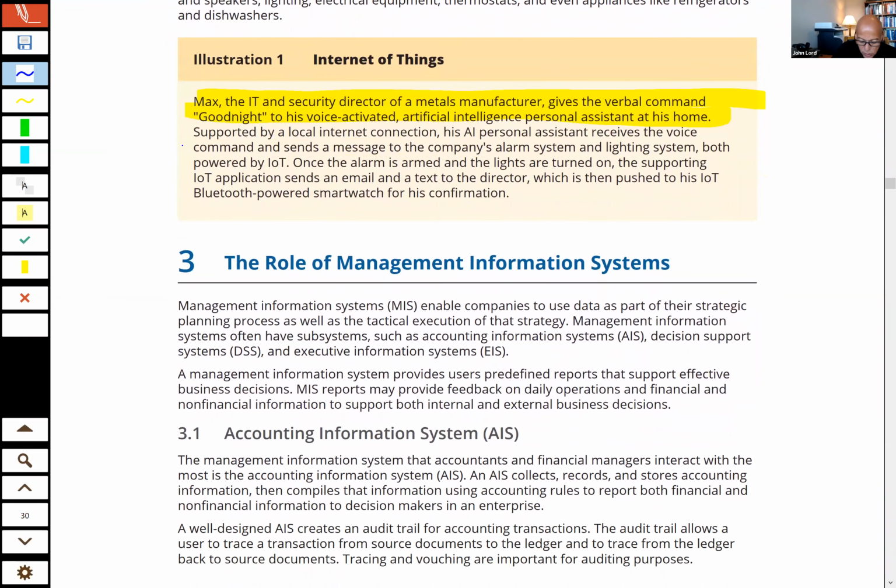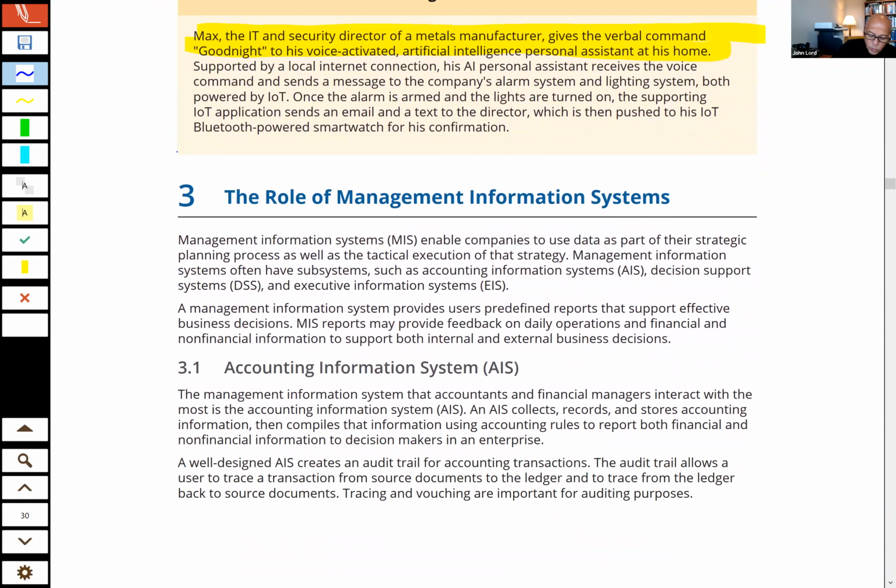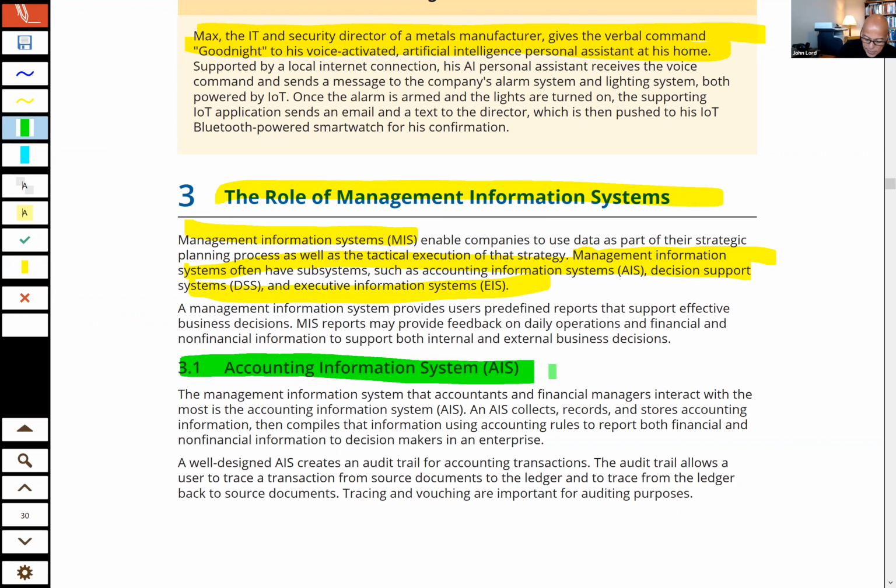Okay, good. Let's take a look at the role of information systems. When we talk about management information systems, MIS, they're really composed of three components: the accounting information system, decision support system, and executive information system. So let's go ahead and talk about each of these. Let's start with our accounting information system, and this is the one, of course, we'll spend the most time with, since this is an exam for accountants.